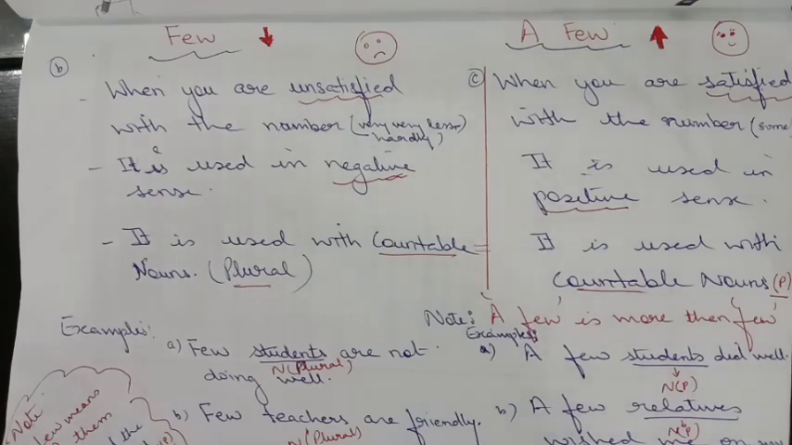So few is used when you're unsatisfied with the number, and a few is used when you're satisfied with the number. Few is used in negative sense and a few is used in positive sense. But both are used with countable nouns. You use few and a few with countable nouns. Is it clear?